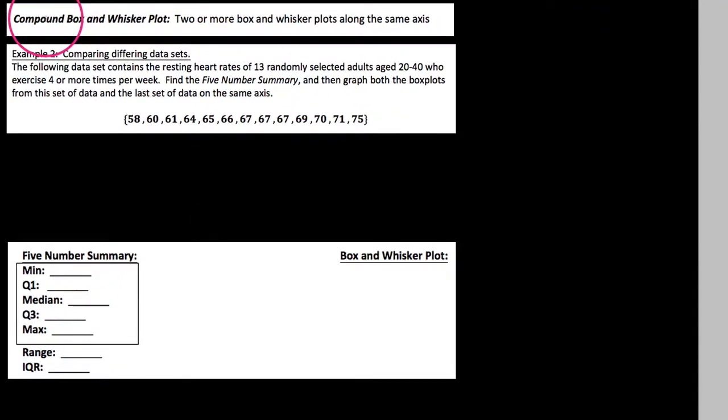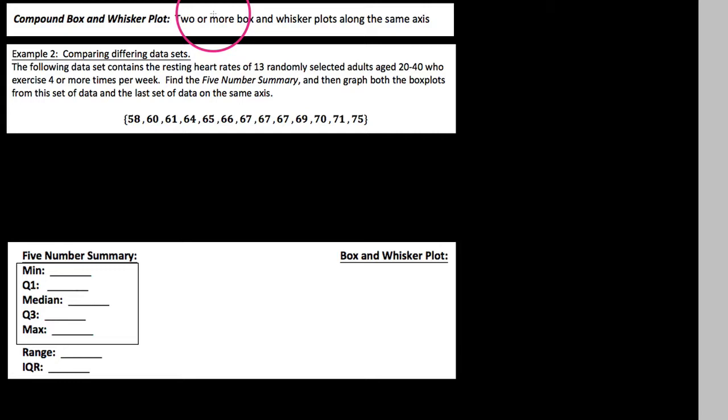Okay guys, in this video we're going to build on this idea of box and whisker plots and take a look at how we can use them to compare different data sets, especially if these data sets don't necessarily have the same number of data values. When we look at these compound box and whisker plots, which is the emphasis of this video, we define this as two or more box and whisker plots along the same axis.